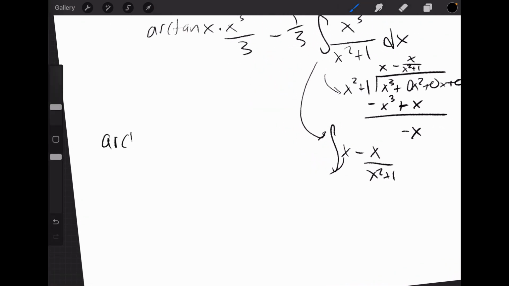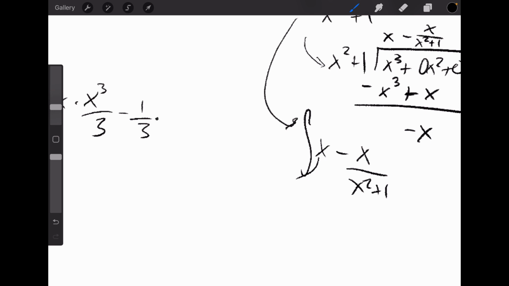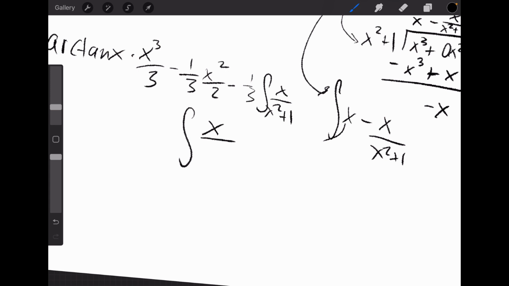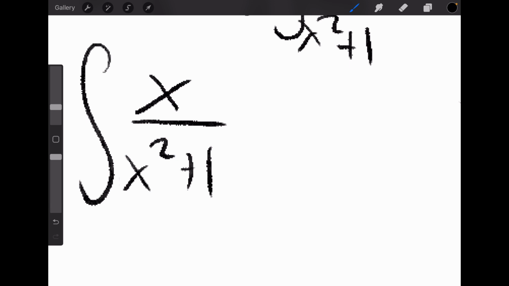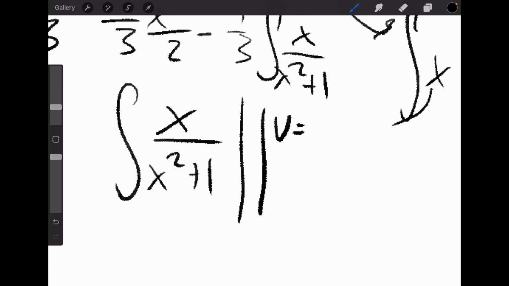So let me write arctan x times, I'm just rewriting everything, minus 1/3. And then I'm going to write times 1/3 is going to stay there, but we're going to add x squared over 2. And then minus again 1/3. It still applies to the rest. Minus 1/3 x over x squared plus 1. I'm like running out of space. So let's focus on the integral here. So I actually can do u sub because the derivative of this is inside the integrand. So let's try that. We're going to have u equals x squared plus 1, du is equal to 2x.